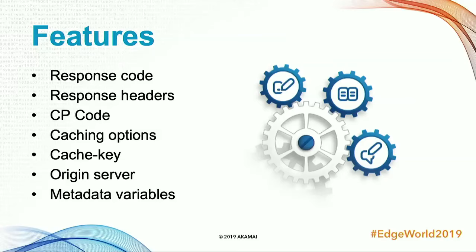And so here are the features you have at the moment. This is version 1.0. You can compare your staging environment versus production environment based on these keys: response code, response headers, CP code, caching options, cache key, origin server, and some metadata variables.